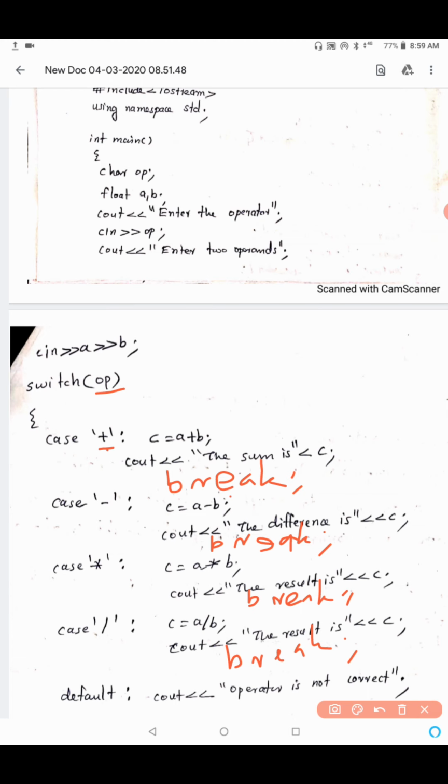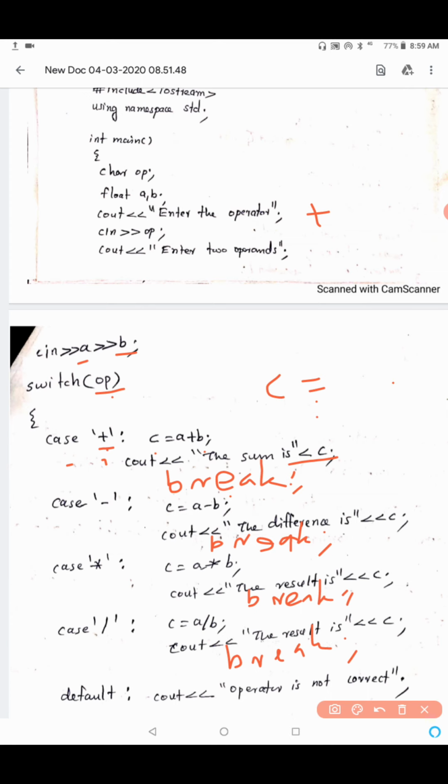So for example, I have entered plus. So enter 2 operands A and B. Then plus I have entered, which matches the first case. So C equal to A plus B. We will get the addition sum of 2 numbers A and B, and the sum is printed here. Then it should come out of that switch. That is why break should be given here.